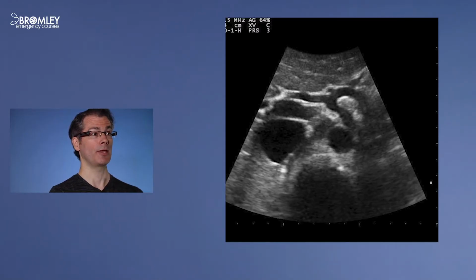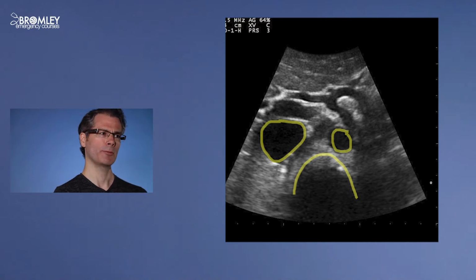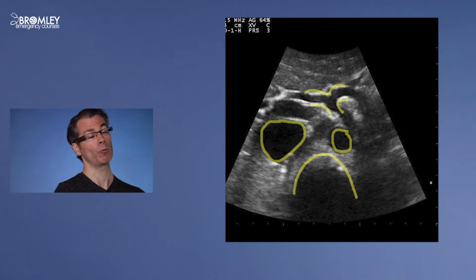So this is a scan of the upper abdomen. Always start at the back of the image by making sure you can identify the vertebral body. Then we have the IVC to the right of the midline and the abdominal aorta to the left. And you can see coming from the abdominal aorta is the celiac axis, and the 2 branches of this look like the wings of a seagull.